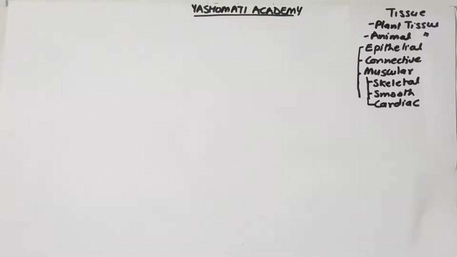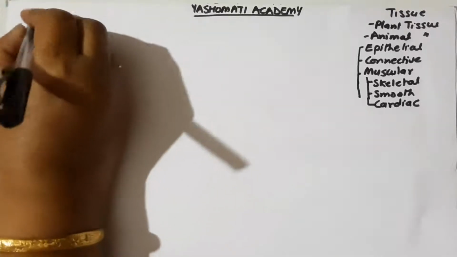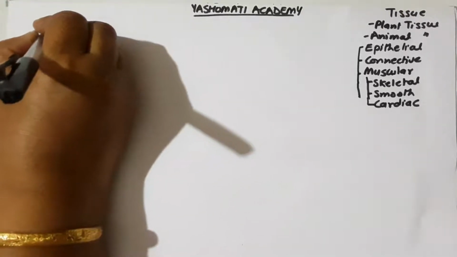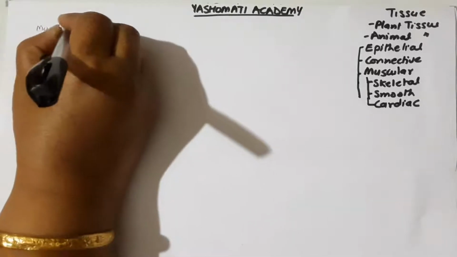We are discussing animal tissues in this part of the lesson, and we have already discussed epithelial and connective tissues. So today we are going to discuss another type of animal tissue which is called the muscular tissue. It is also called muscle tissue. So it may be called muscle tissue or muscular tissue.